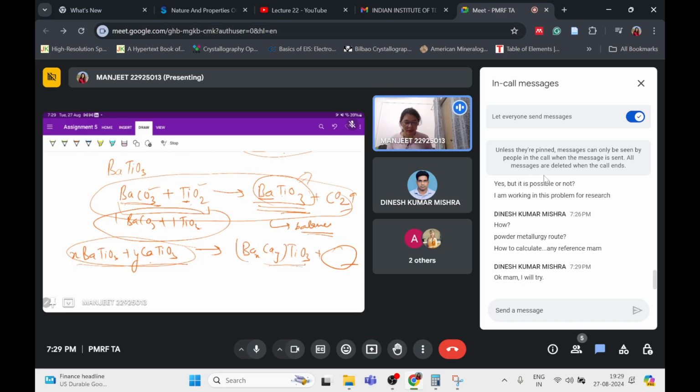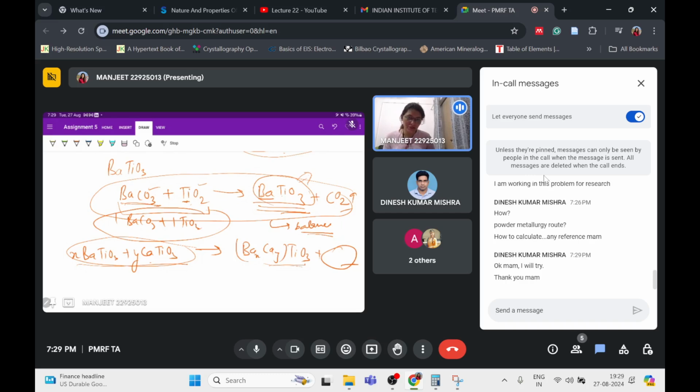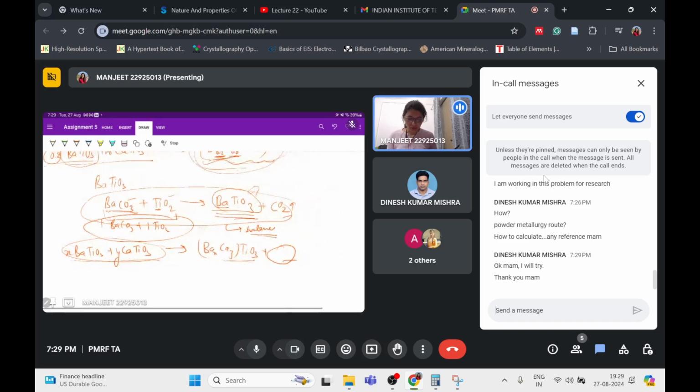Okay, I mean, you only have to balance the equation. Once you balance the equation, you can synthesize experimentally. Powder one is so easy. You only have to consider the stoichiometry. Okay, fine.